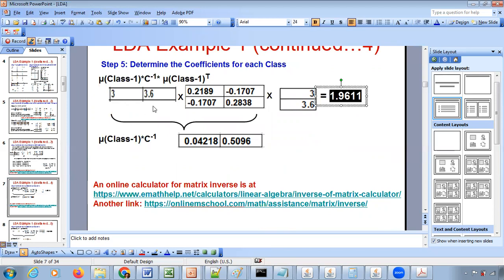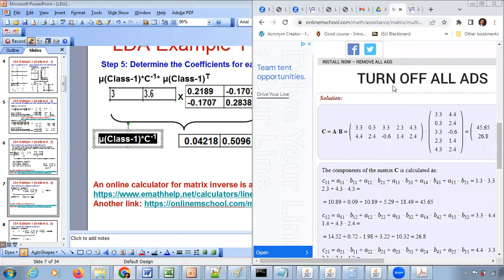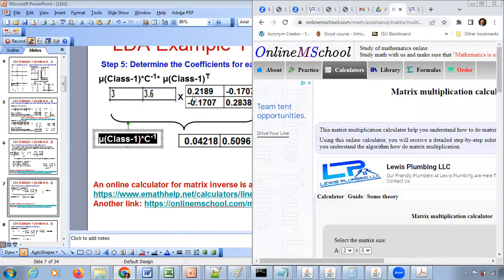We'll also need to store the result of the intermediate multiplication. So if you multiply these 2 matrices, which is the mu of class 1 times the C inverse, we'll get this matrix. We need to store that as well. So let's again use that calculator to do this. Show for this as well. So this is the one. We're going to multiply these 2 first.